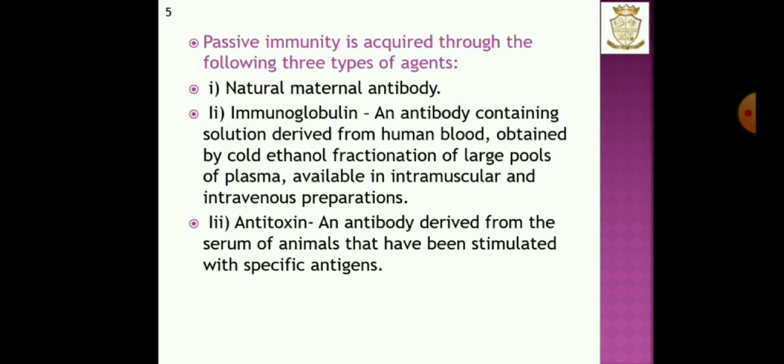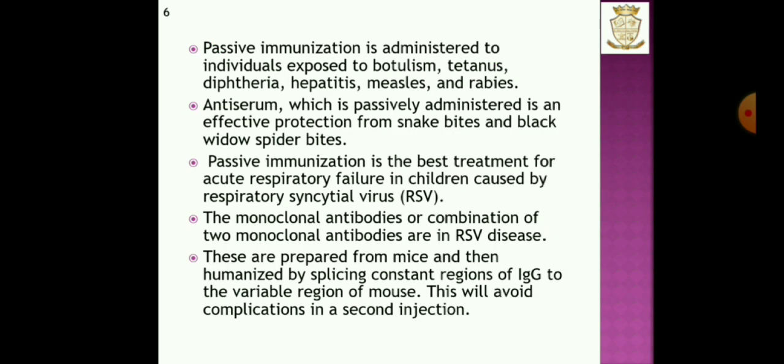Passive immunization is acquired through the following three types of agents: natural maternal antibody; immunoglobulin, an antibody containing solution derived from human blood obtained by cold ethanol fractionation of large pools of plasma, available in intramuscular and intravenous preparations; and antitoxin, an antibody derived from the serum of animals that have been stimulated with specific antigens.